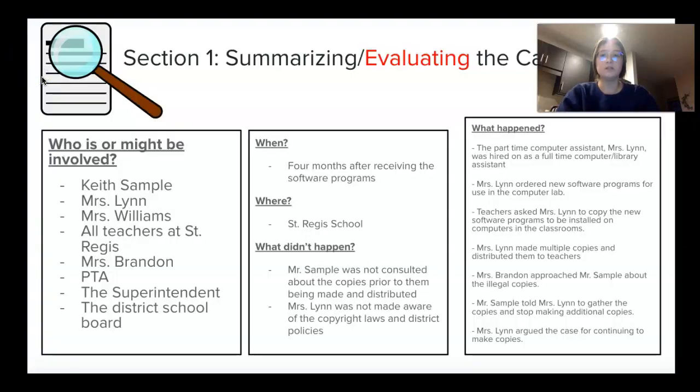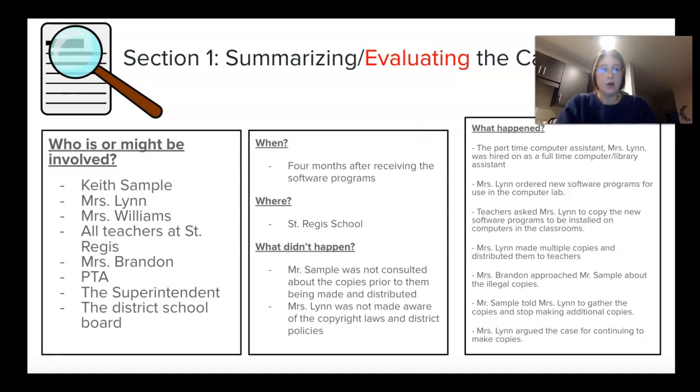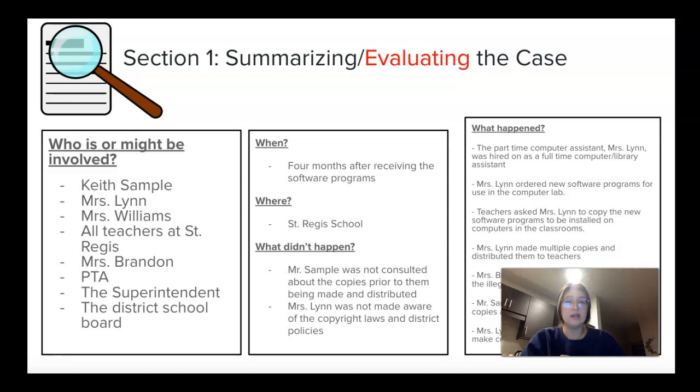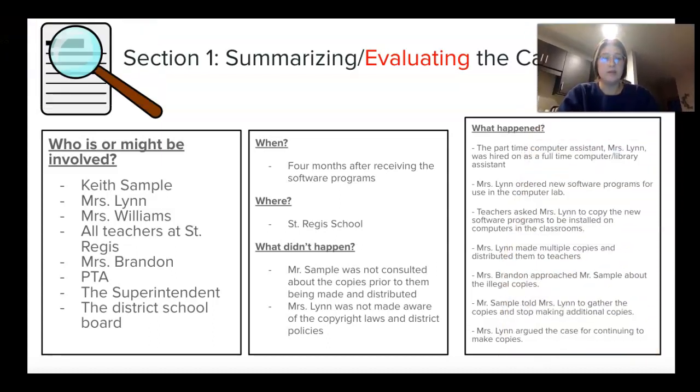Section 1 focused on summarizing and evaluating the case. Who might be involved includes Keith Sample, Mrs. Lynn, Mrs. Williams, all teachers at St. Regis, Mrs. Brandon, the PTA, the superintendent, and the district school board. So when did this occur? This incident occurred about 4 months after receiving the software programs. It occurred at St. Regis School.